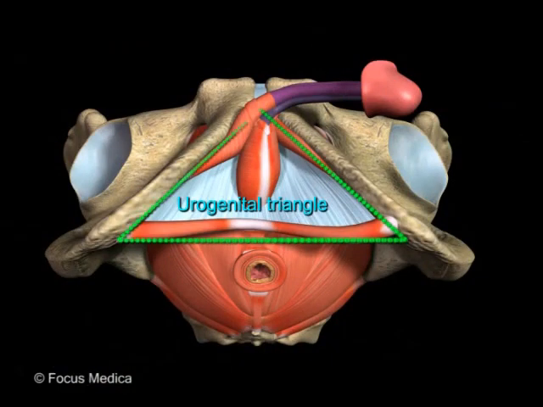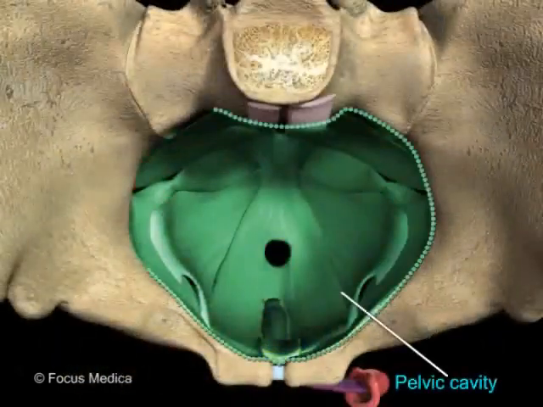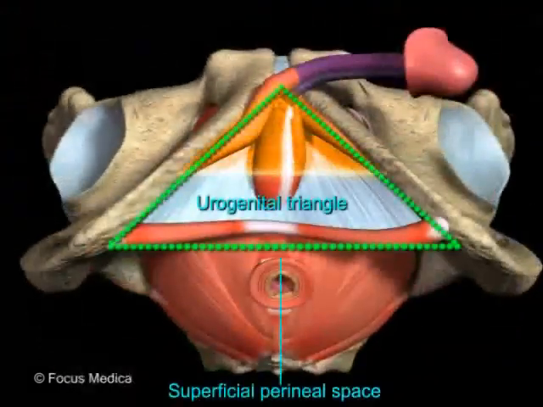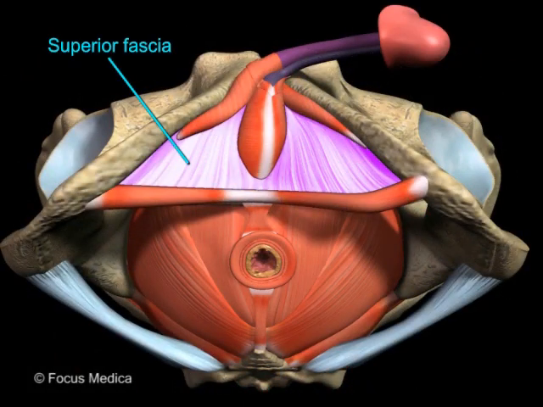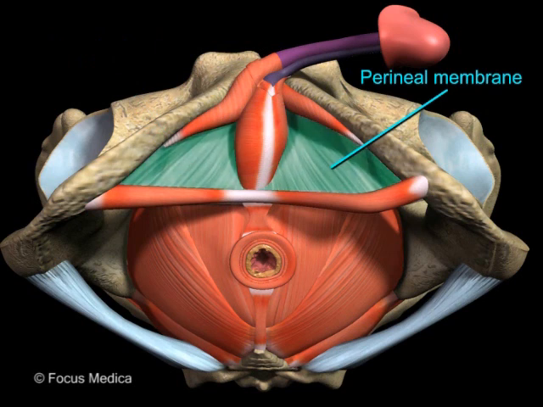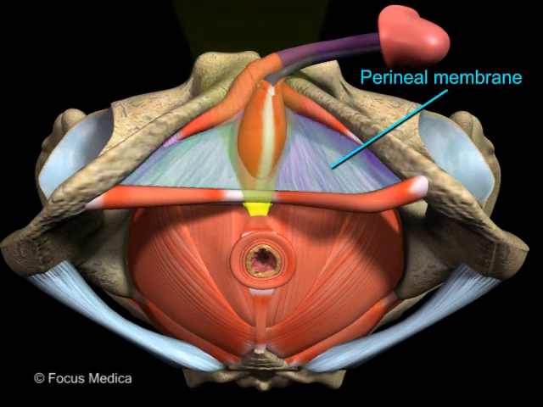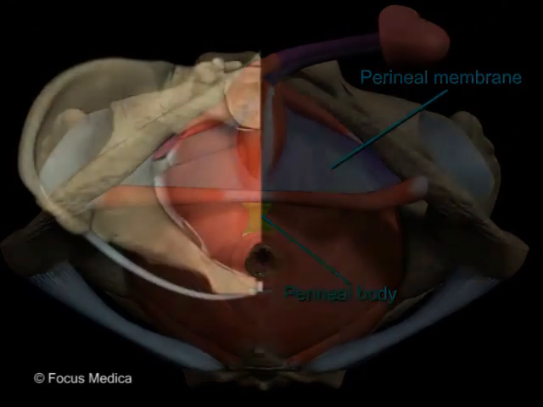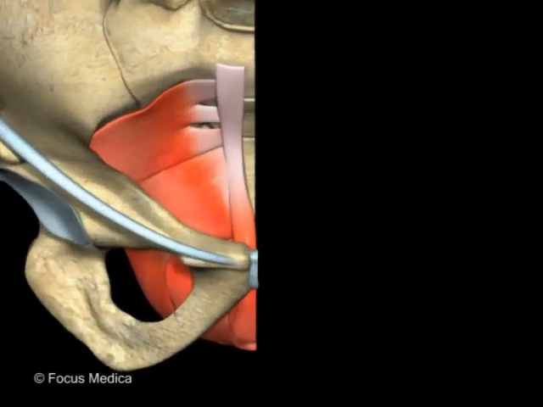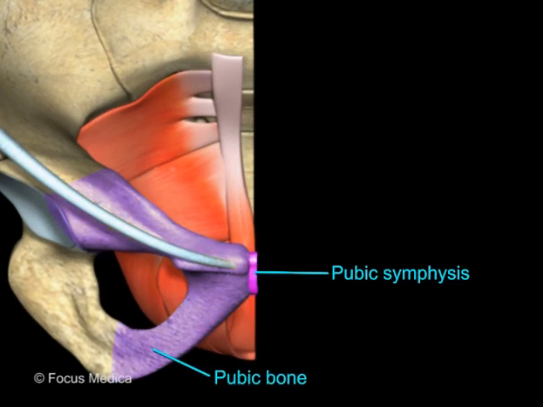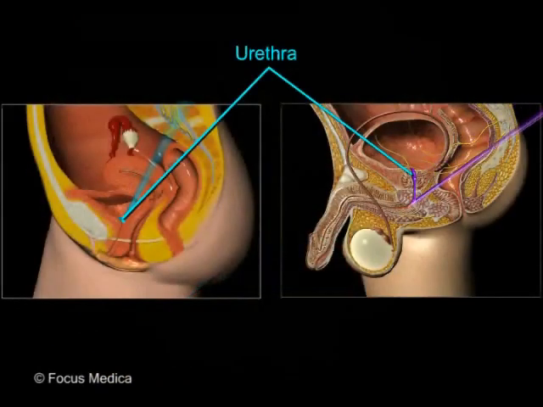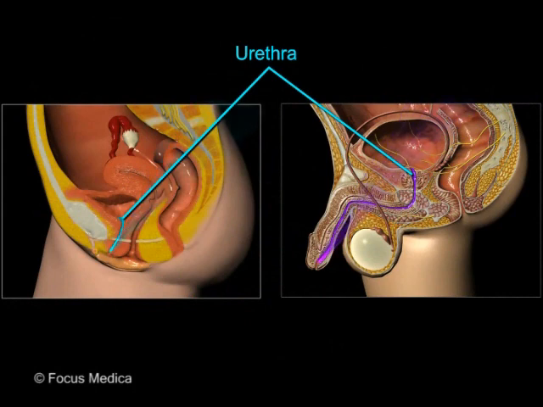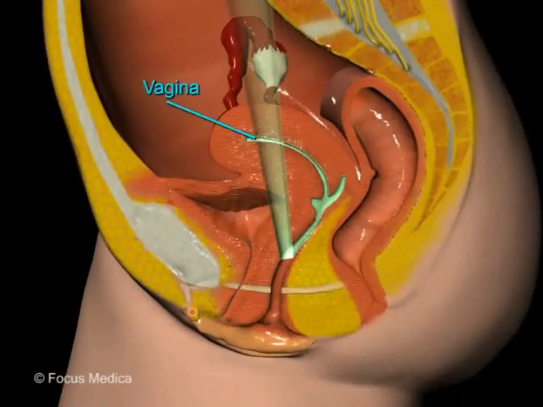The deep perineal space is sandwiched between the pelvic cavity and the superficial perineal space. It is bounded by the superior fascia above and the perineal membrane below. Both the fasciae are fused posteriorly at the perineal body. It is limited anteriorly by the pubic symphysis and pubic bone, and laterally by the ischiopubic rami. The urethra pierces it in both sexes, while the vagina passes through it in the female.